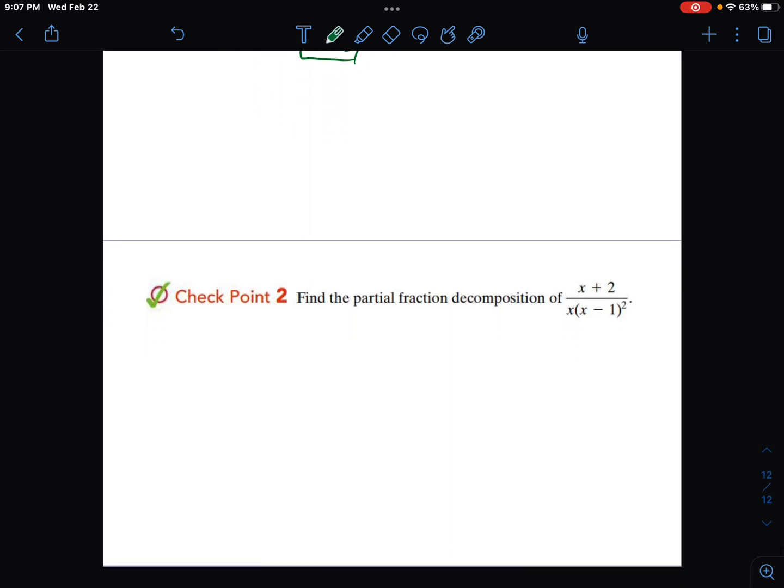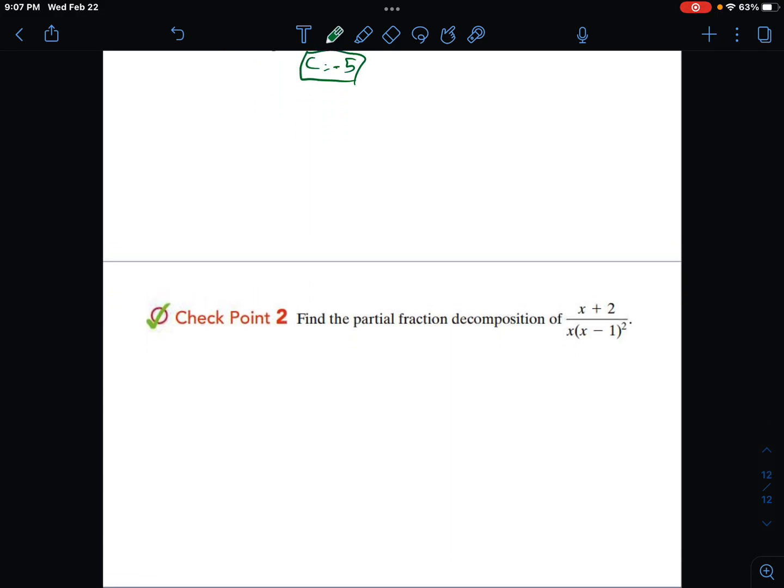Down below, you guys have one last problem, checkpoint number 2. Please go ahead and finish that.